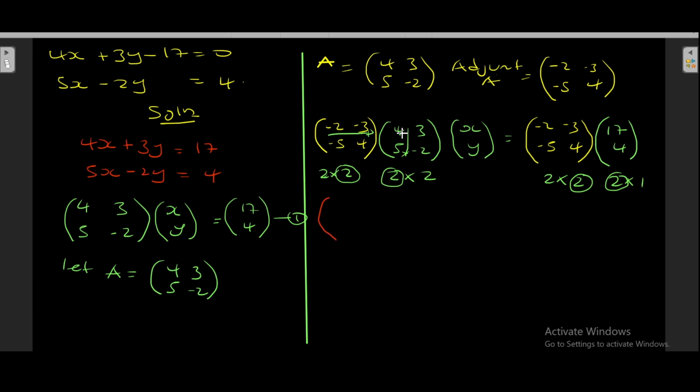Negative 3 multiplies with a 4. Negative 2 times 4, then plus negative 3 times 5. How do we move on? Negative 2 times 3, then plus negative 3 times negative 2.